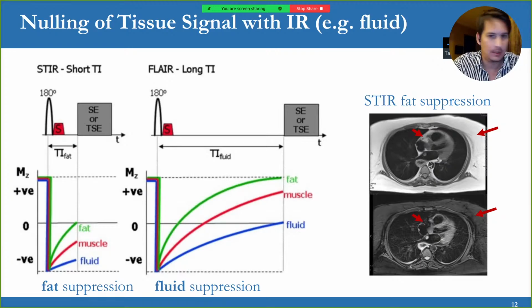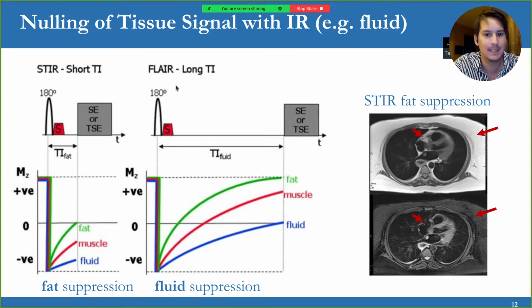Okay, so I will skip this part about tissue nulling, but the thing I want you to get about this slide is that you can also apply 180-degree pulses in different ways. In this fat suppression example, each tissue has a different T1 recovery. So if you acquire the image when the MZ component of one tissue is exactly 0, you can completely remove the contribution of the signal of that tissue.